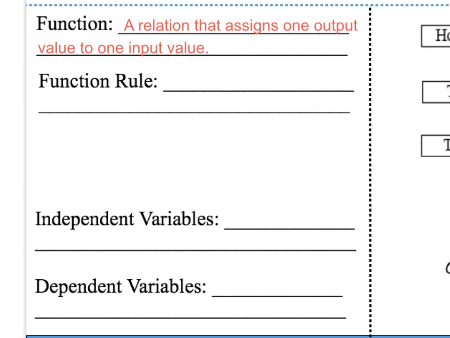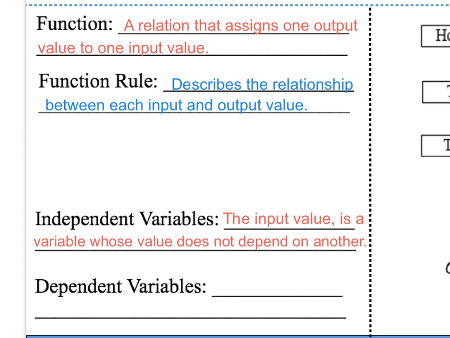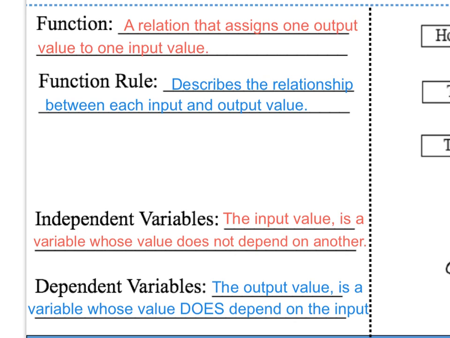But first, let's talk about what a function rule is. A function rule describes the relationship between each input and output value. Independent variables, or the input value, is a variable whose value does not depend on another. The dependent variables, or the output value, is a variable whose value does depend on the input.